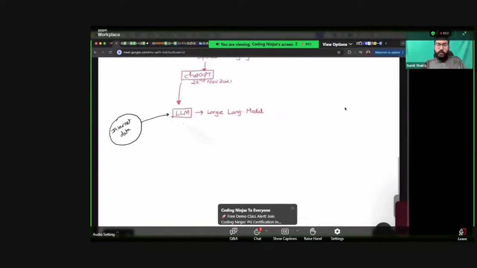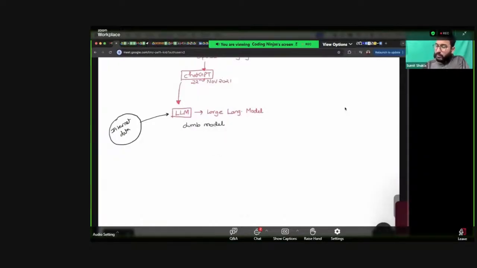But ChatGPT, when it was launched, was basically a dumb model. And the reason it was a dumb model is because it was not able to answer your questions efficiently. So there were some problems. The problems were that it was just an artificial memory which was able to answer your questions by simply doing the prediction.